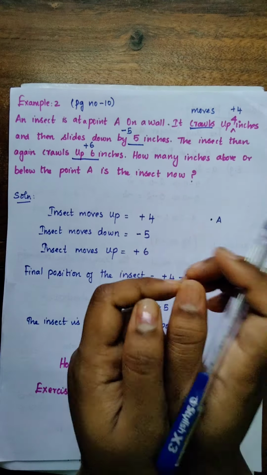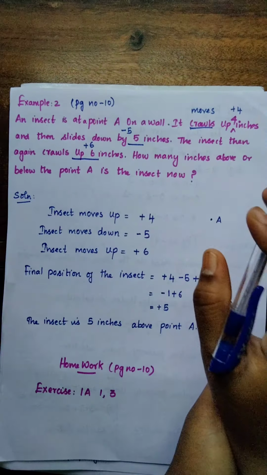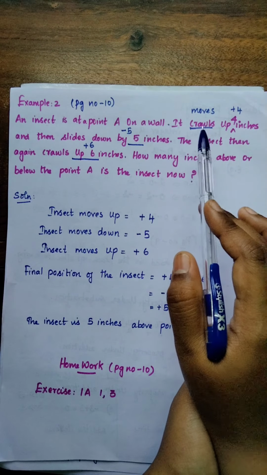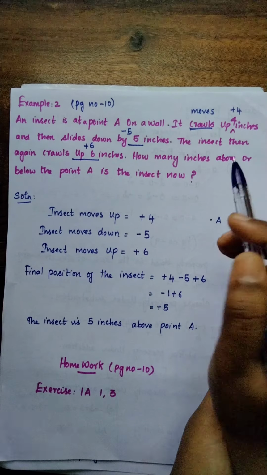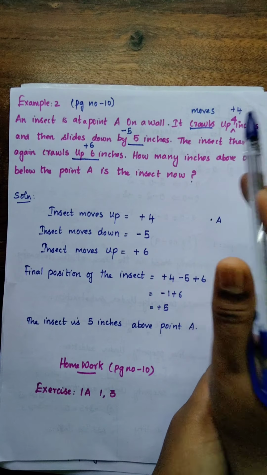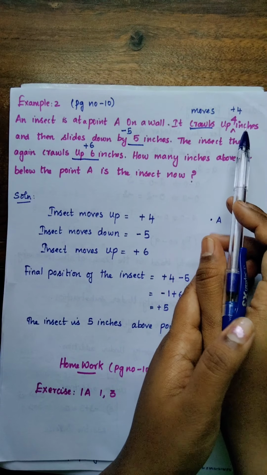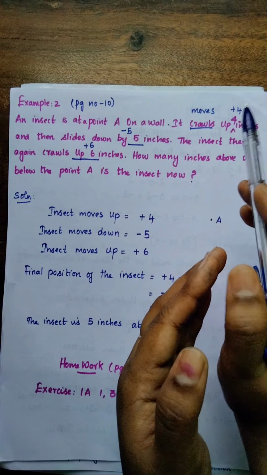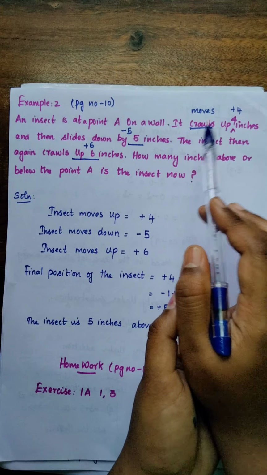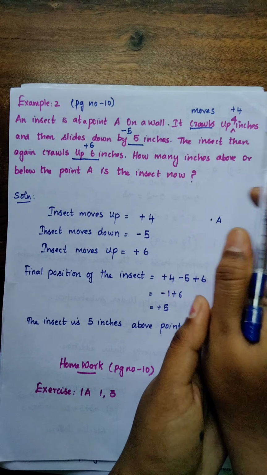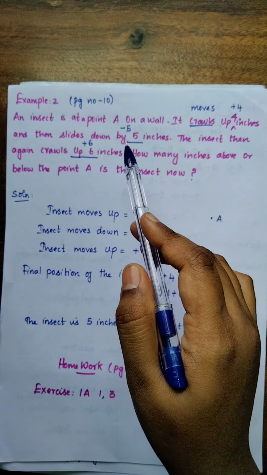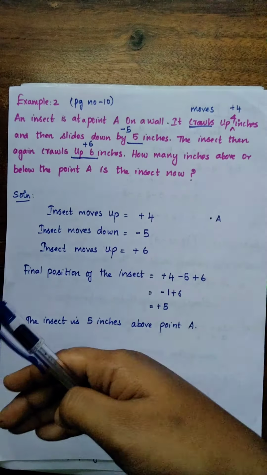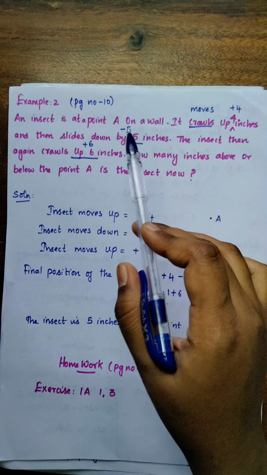Okay, there is an insect at a point A on a wall. First it crawls up 4 inches. Crawls means nothing but moving upwards. It is moving upwards, so we are mentioning it with the sign plus, because it is moving upward. So it moves up 4 inches, so plus 4, and then slides down by 5 inches. Slides down means it is coming downwards, so I am taking it as minus 5.